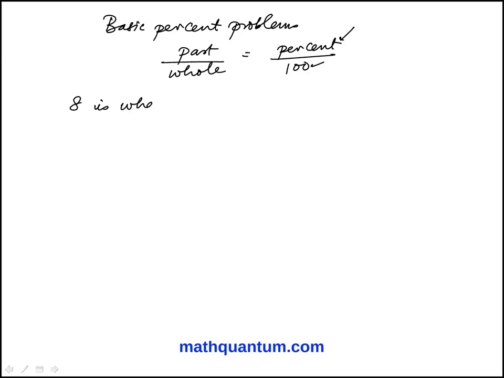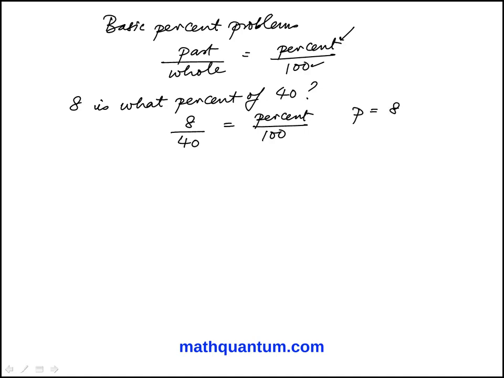So, 8 is what percent of 40? You do have to identify in these questions what's part, what's whole. So here 8 is the part, 40 is the whole. The percent is what's missing. And we can find the percent. I just multiply both sides by 100 and reduce this. 8 goes into 40 5 times, so 20. So the answer to 8 is what percent of 40? It's 20%. So that's the first variation.